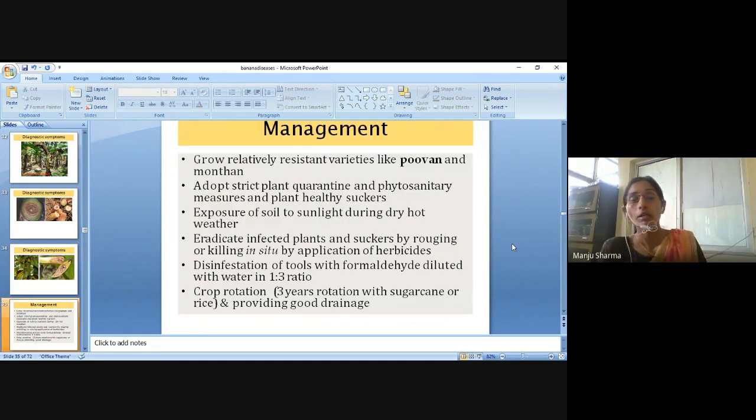Their management: grow relatively resistant varieties like Poovan and Monthan. Adopt strict plant quarantine and phytosanitary measures and plant healthy suckers. Expose the soil to sunlight during dry hot weather. Then eradicate infected plants and suckers by rotting or killing in situ by application of herbicide.